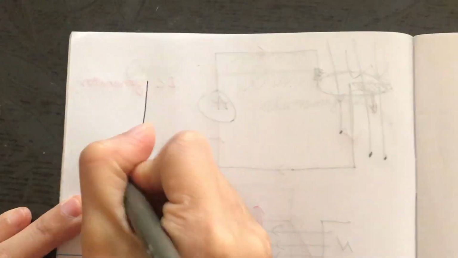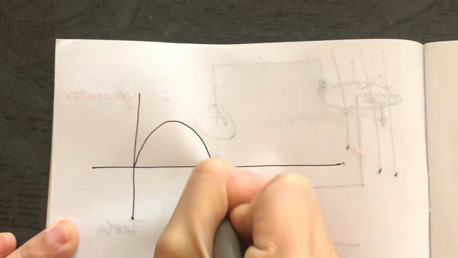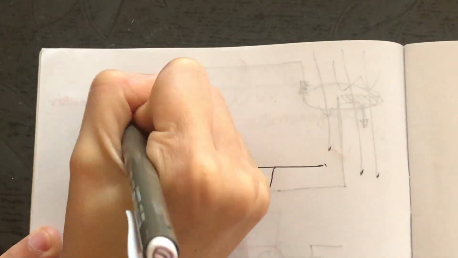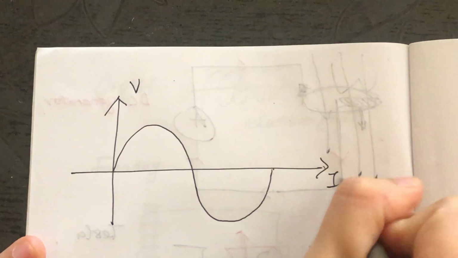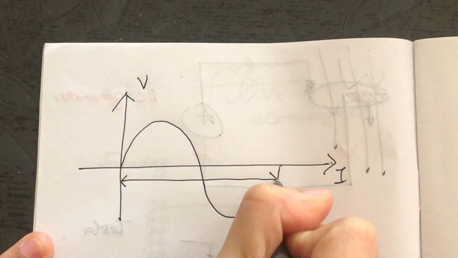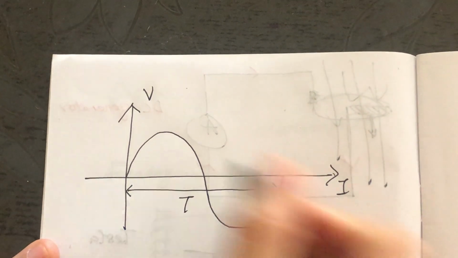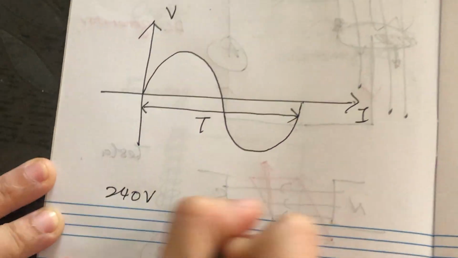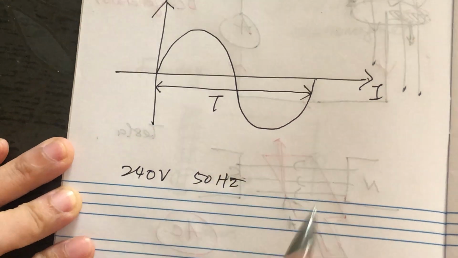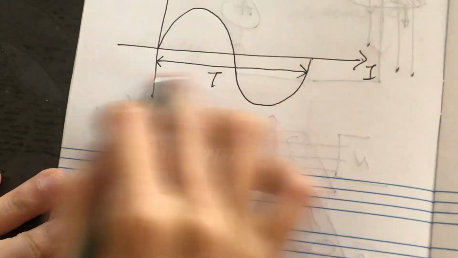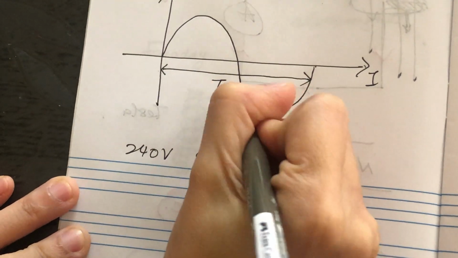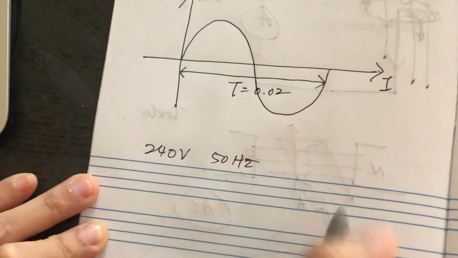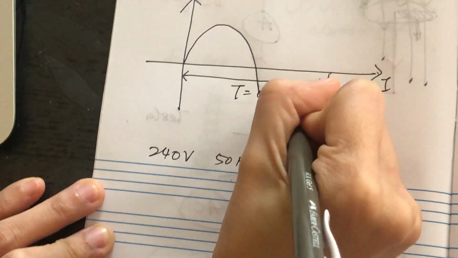Okay, now we go to the graph. This is the graph that we have for alternating current. This is voltage and this is current. We can see that this is actually the period, right? The current produced by Sarawak Energy is 240 volt and 50 hertz. 50 hertz means that the period here will be equal to 0.02 second, right? So 1 per 50 is 0.02 second.